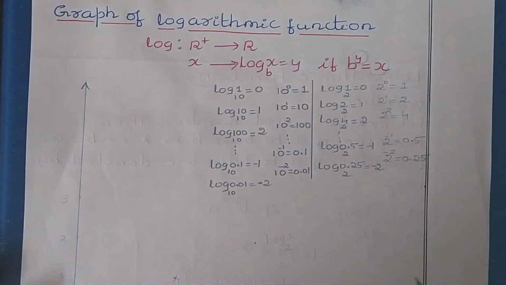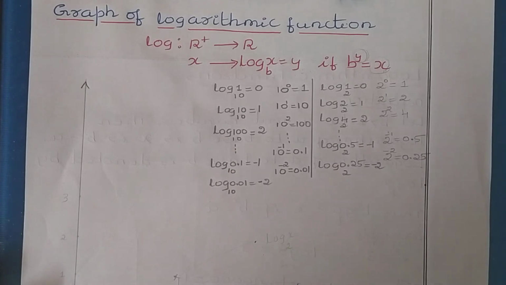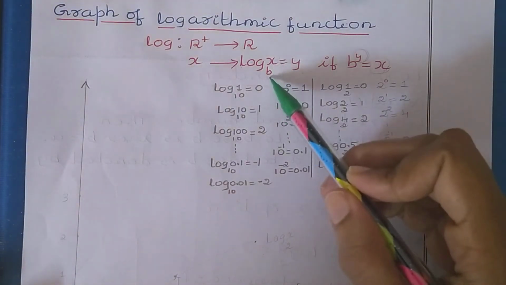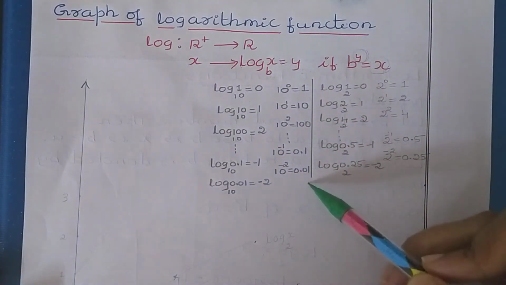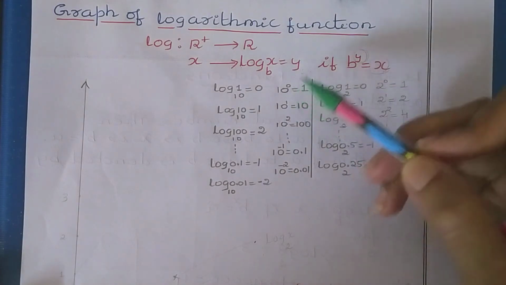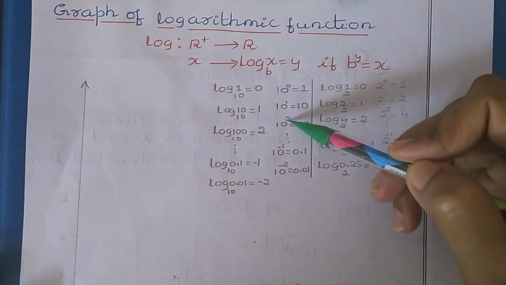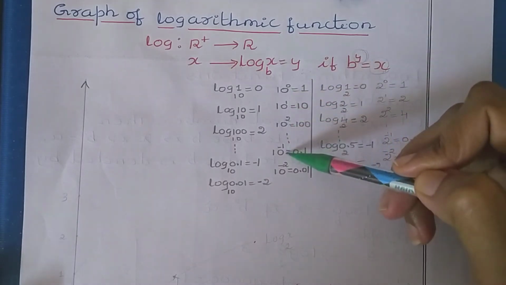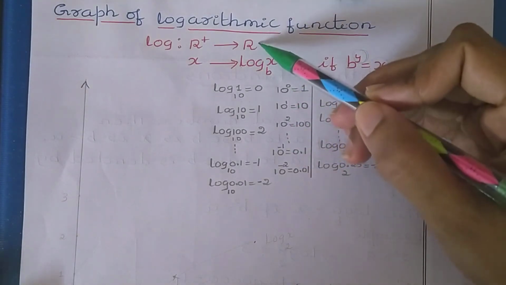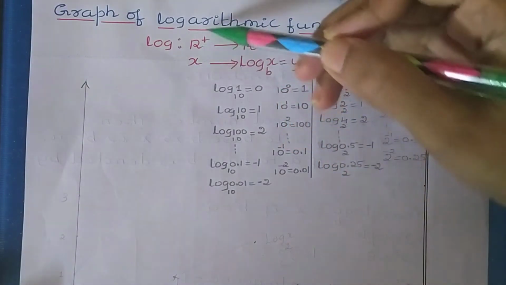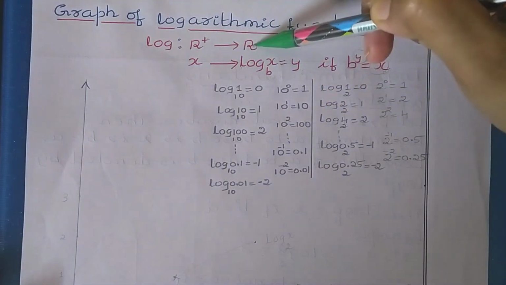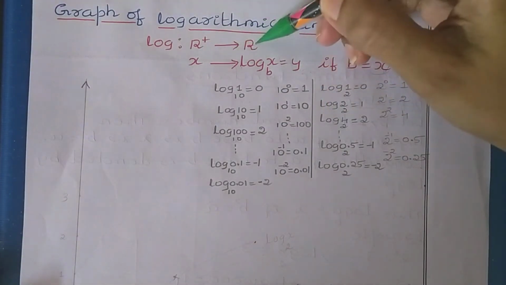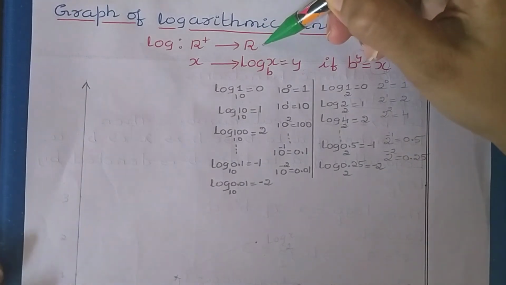Now here I am taking different base values, then let us see what kind of graph we can get. First I am taking the base value as 10. For this I am taking different values. Here we know 10 to the power 0, 10 to the power 1, 10 to the power 2, all these values we have. So this is the range and this is the domain. For the domain, we have to give positive real numbers. And for the range, we can get any real number value. So let us see that.